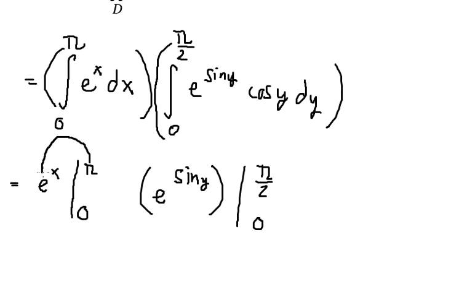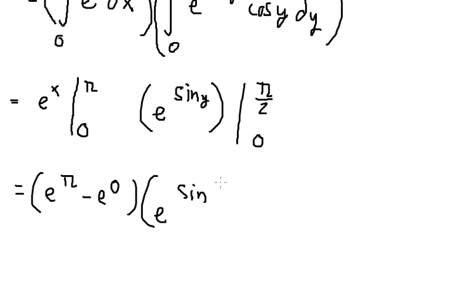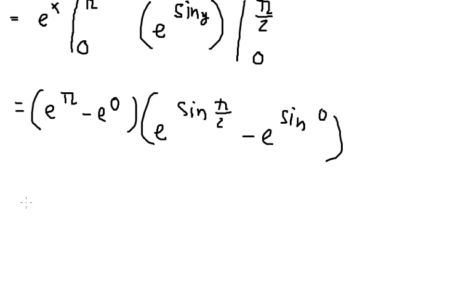So b I will put in here, number 0 I will put in here. This one we have e to the power of 2 times b over 2 minus e to the power of 2 times number 0. Now we can simplify it. This one we have number 1. This one we have number 1.